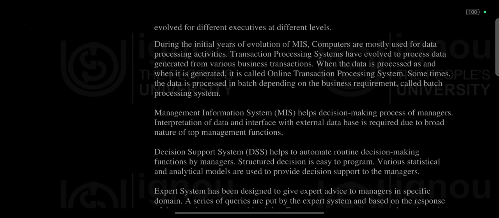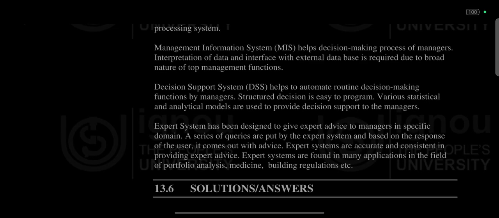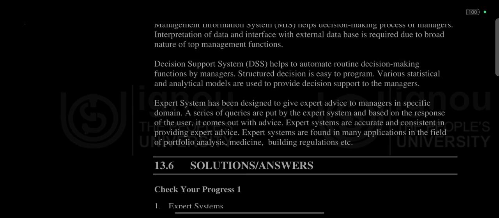Management information system, MIS, supports the decision making process of managers. Interpretation of data and interface with external databases is required due to the broad nature of top management functions. So decision support system, DSS, helps to automate routine decision making functions by managers. Structured decisions are easy to program. Various statistical and analytical models are used to provide decision support to the managers.